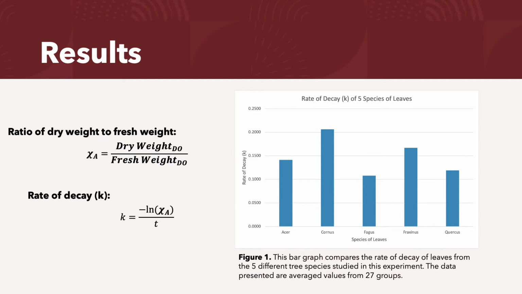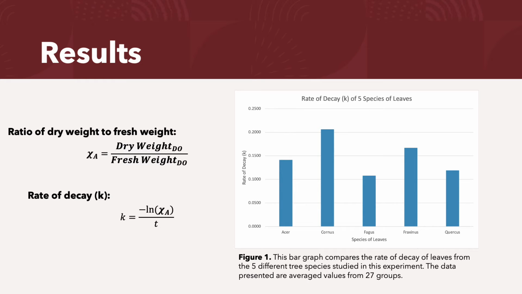The first equation shown on this slide was used in order to determine the ratio of dry weight to fresh weight of the leaves. This was found by dividing the dry weight of each leaf species by the fresh weight of each leaf species. Using this value, it was possible to then find the rate of decomposition of each species, which is shown in the second equation.